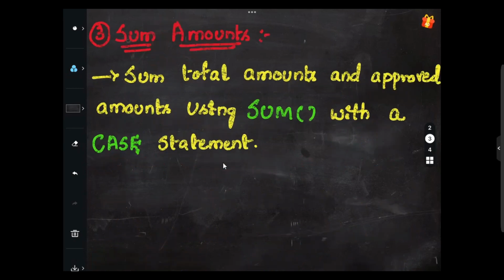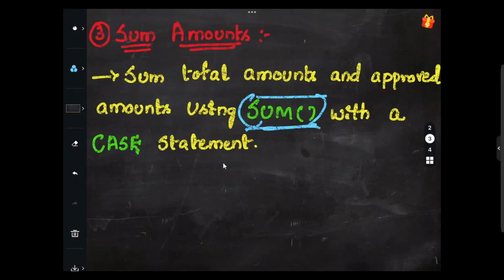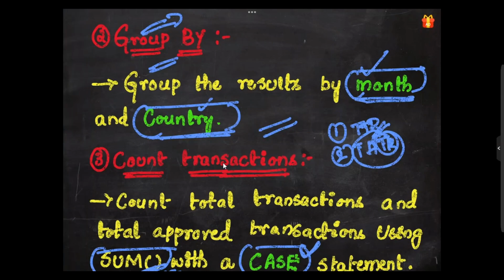The final step is summing amounts. We have to sum the total amounts and the approved amounts using the SUM keyword. We discussed this in the previous step as well. We will sum the total amounts and approved amounts using SUM with a CASE statement again, same as the previous step.